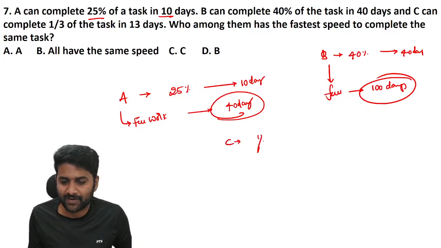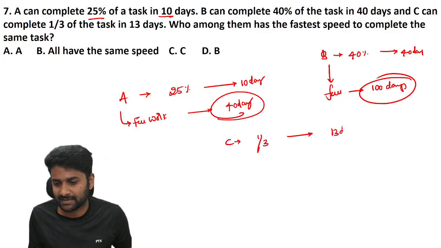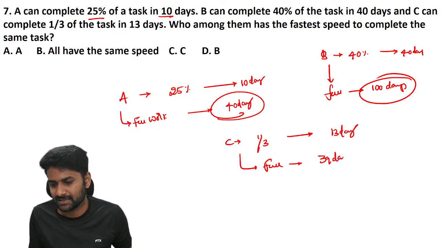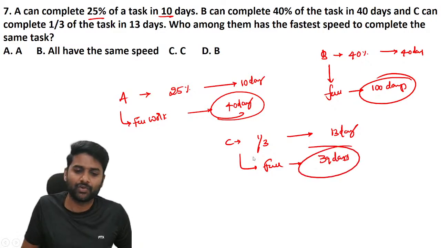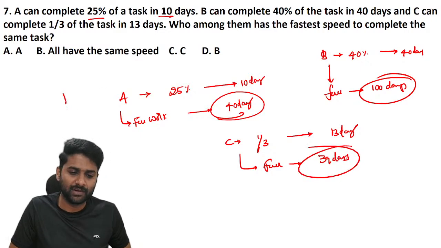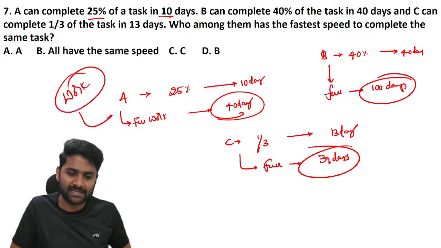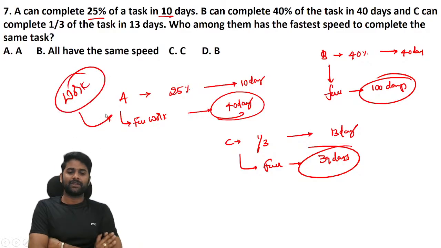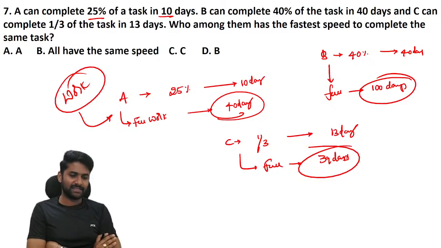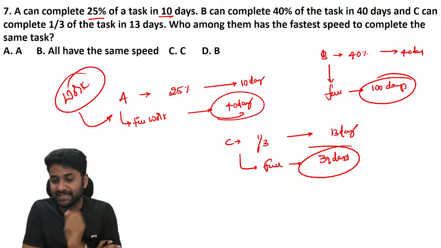C completed one third of work in 13 days. What about the full work here? 13 into 3 is 39 days. Now you already know that there is one work. If I assign it to A, it takes 40 days, B takes 100 days, and C takes 39 days.